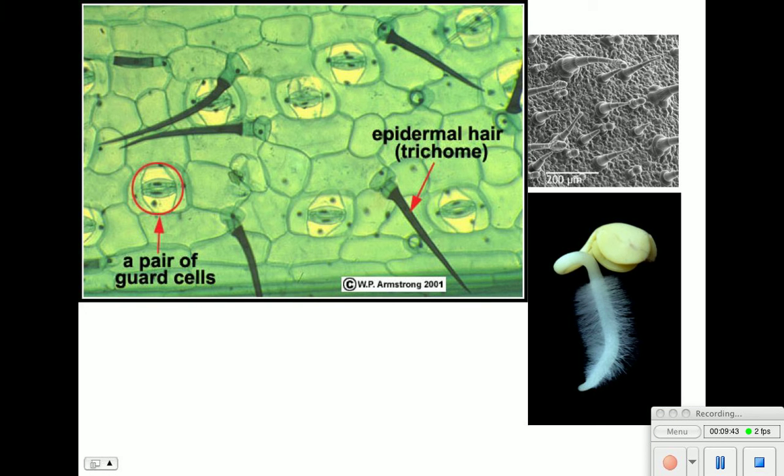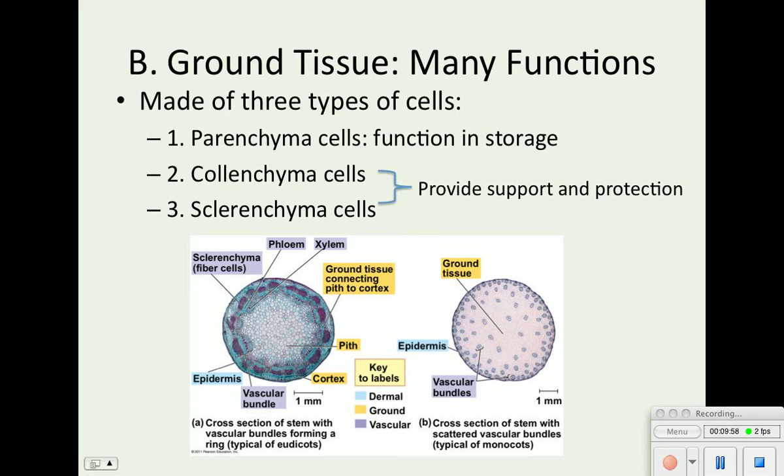Okay, so here I have a pair of guard cells that open and close, and they're based on turgid pressures inside the cell. Here you can see a trichome and a trichome, and there's another trichome. And then here we have some root hairs at the bottom here to increase surface area and absorption.